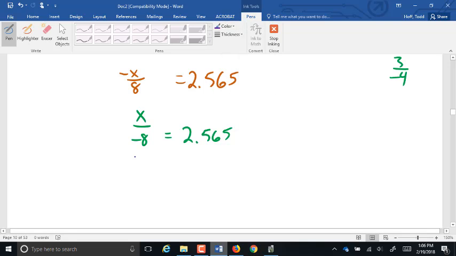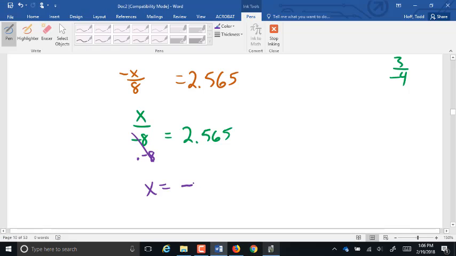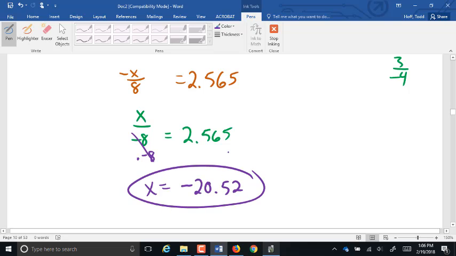So now how do I solve it? Times negative 8. Very good. So I get negative 20.52. You could have multiplied by 8 and then divided by negative 1. It would have given you the same result.